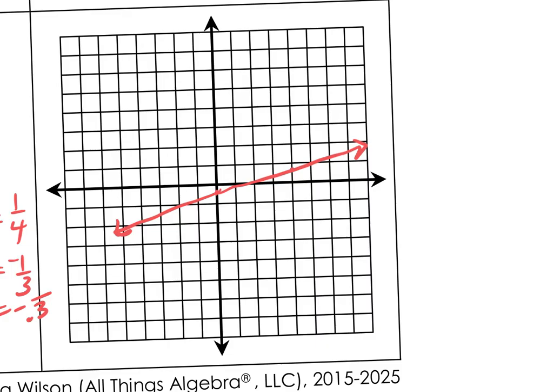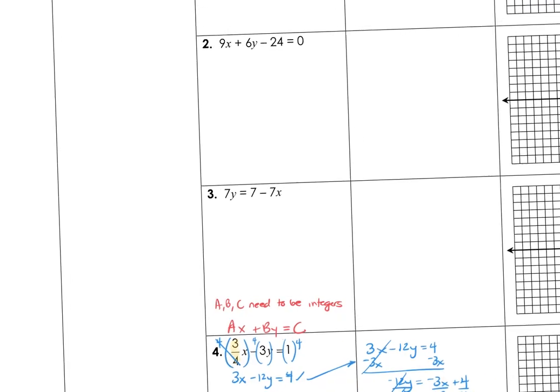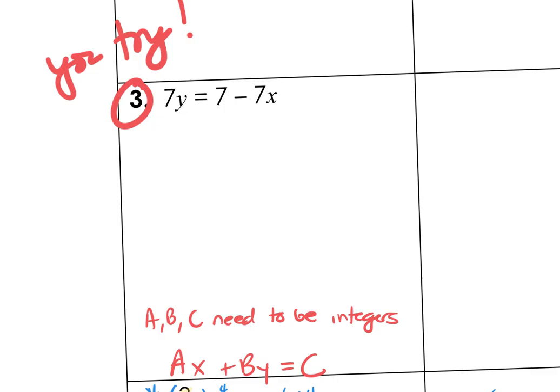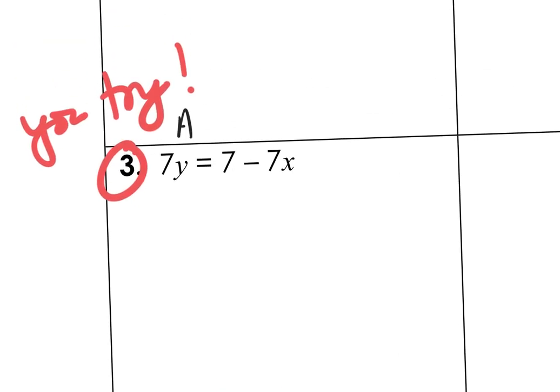Okay? What I want you guys to do for me is try number 3. Number 3 is not in standard form. So I want you to try this one. You're going to get it into standard form, and then you'll get it into slope-intercept. Okay, let's go ahead and take a look at this. Okay, so 7y equals 7 minus 7x. Now, a lot of you guys did ask me about this. Here's the deal. You need to get it into this. This is standard form, ax plus by equals c. That means the x and the y need to be on the left-hand side. You don't have that. You only have the y on the left.